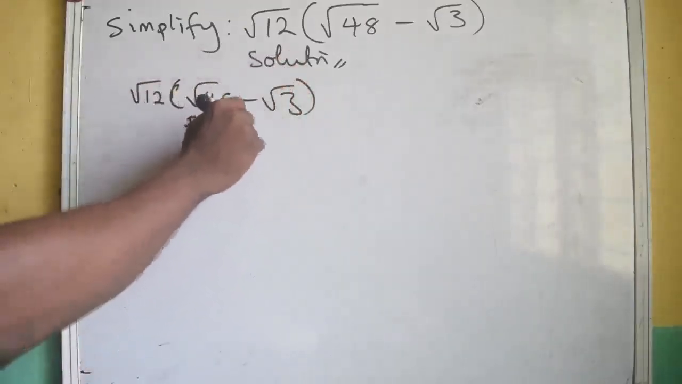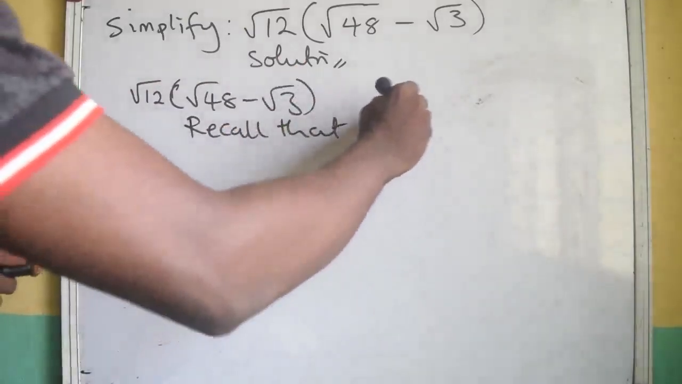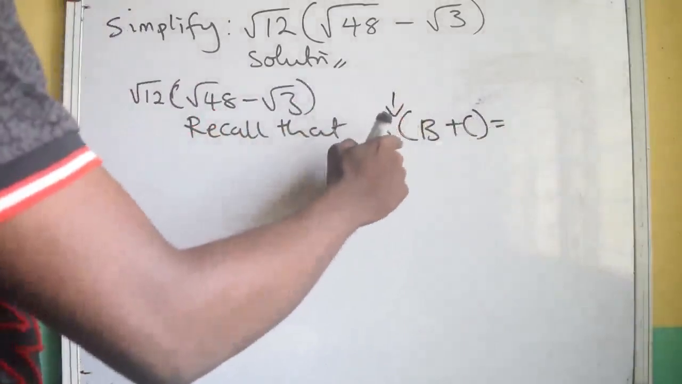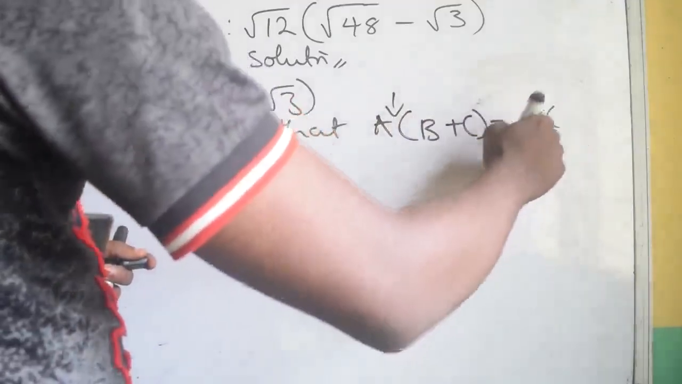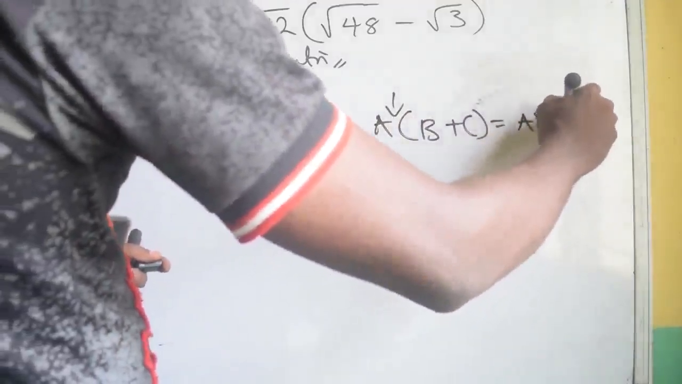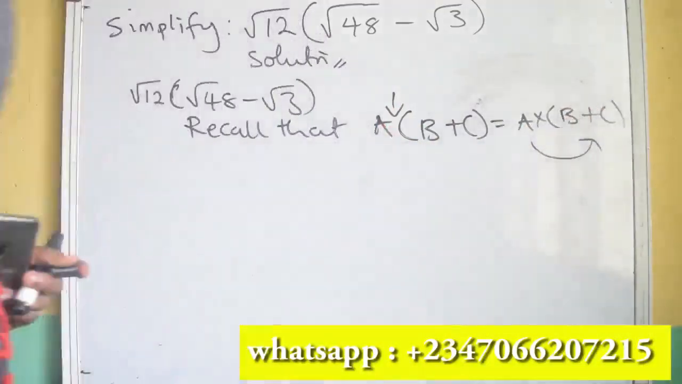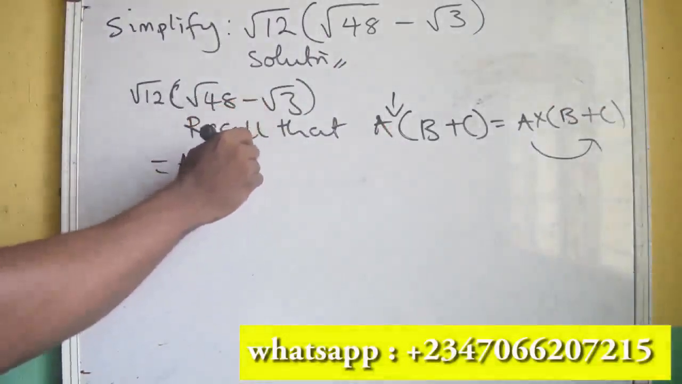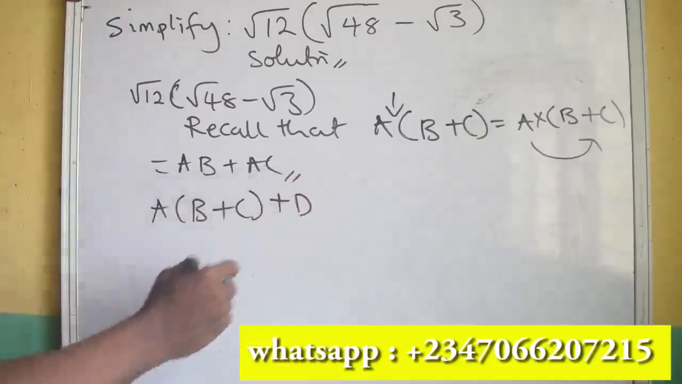So let me make you understand one of the concepts in mathematics. If I give you A in bracket B plus C, it's the same thing anywhere you see brackets. As long as there is no plus and no minus outside, it means that multiplication is taking place there. It is the same thing as saying A multiplied by bracket B plus C. So A is multiplying whatever is inside the bracket. So it will be A times B is AB, plus A times C, AC. So this is the answer. Supposing you are given A in bracket B plus C plus D to deal with.